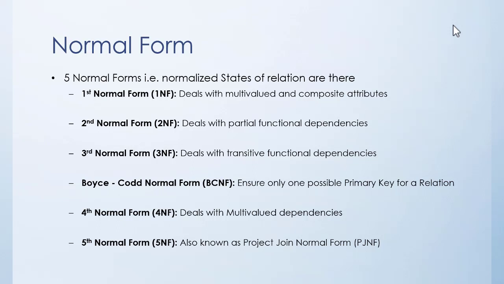The fourth one is the Boyce-Codd normal form or BCNF. It ensures only one possible primary key for a relation. The fourth normal form deals with multi-valued dependency, and the fifth normal form is also known as the project join normal form or PJNF. It depends on the multi-valued functional dependencies as well as joining of the smaller schemas, which will give you the exact bigger schema which we were dealing with initially. So let us discuss the first normal form.